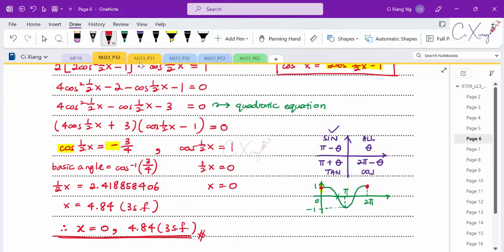Please take note of this also, where x equals 0 is actually one of the answers. Some students say that x equals 0 is not accepted as an answer. But basically, x equals 0 is also one of the solutions, so you shouldn't ignore it. For this question, we have two solutions for x, where x equals 0 and also x equals 4.84.